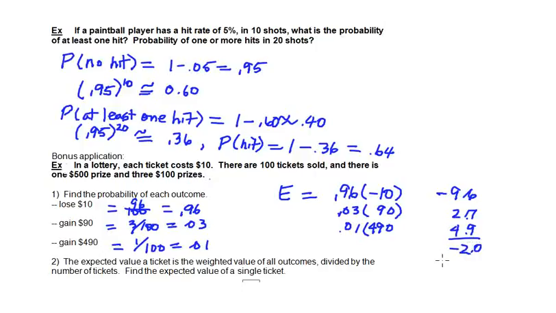And what does that mean? Well, it means that on an average ticket, you will be losing $2. Another way to think of this is that if you bought all of the tickets, you would spend $1,000, so that would be a negative $1,000. But you would also win all of the prizes. So you would win one $500 prize and three $100 prizes for a total of $800. And the sum of that would be a negative $200. And when you spread that over the 100 tickets, you're losing an average of $2 per ticket. And as expected, the house always wins.